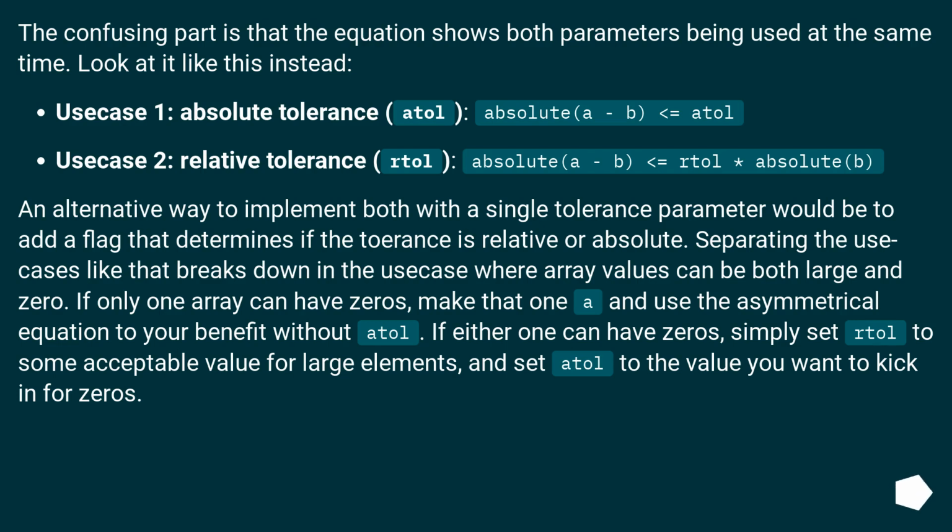An alternative way to implement both with a single tolerance parameter would be to add a flag that determines if the tolerance is relative or absolute. Separating the use cases like that breaks down in the use case where array values can be both large and 0. If only one array can have zeros, make that one a and use the asymmetrical equation to your benefit without atol. If either one can have zeros, simply set rtol to some acceptable value for large elements, and set atol to the value you want to kick in for zeros.